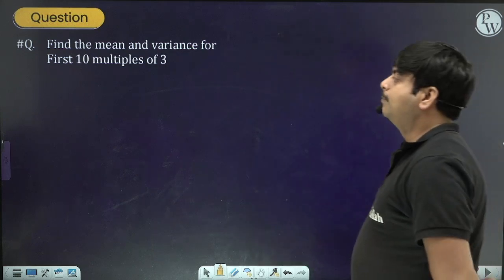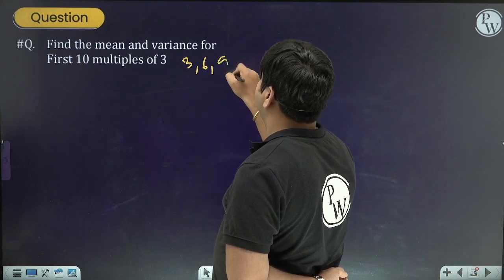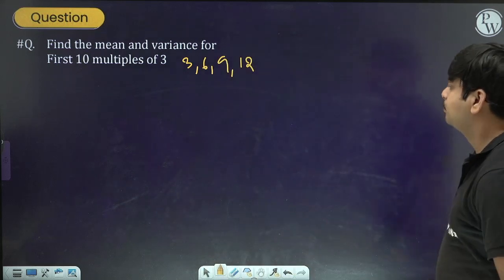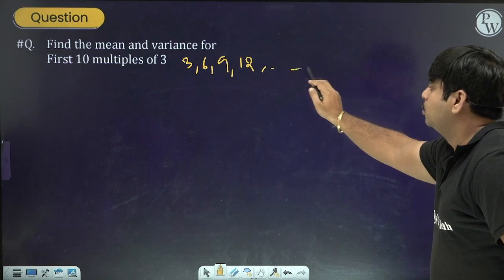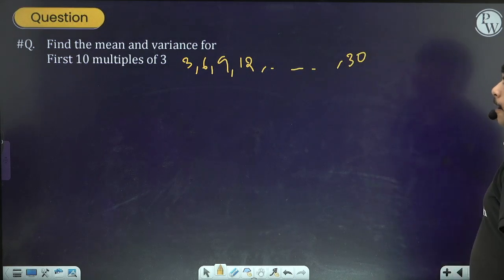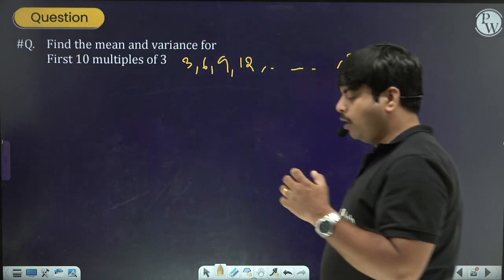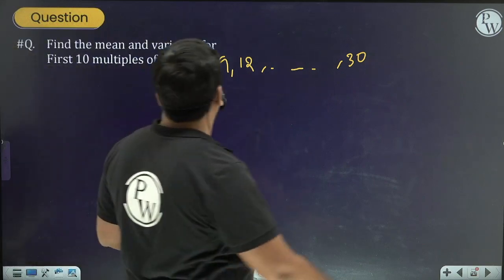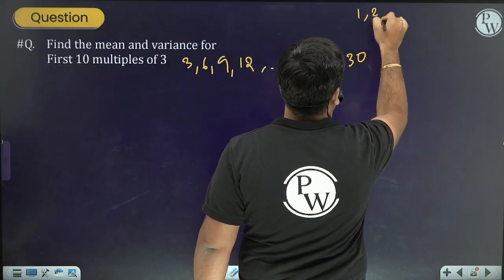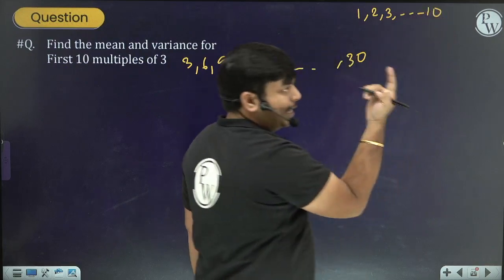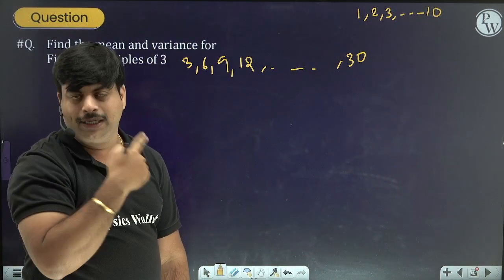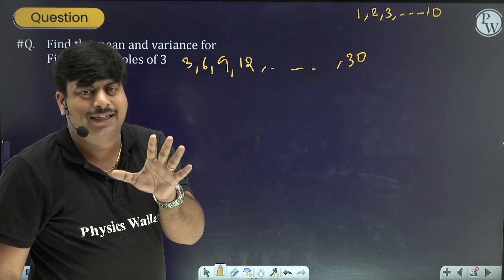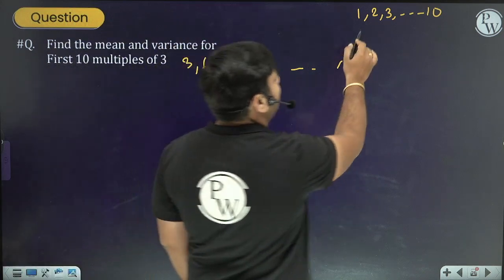So, first 10 multiples of 3. So 3, 6, 9. You can see that there is an equal width of 3. Okay. And so on till 30. People, after you solve this, I just want to ask you some questions. Try to find the mean and variance of 1, 2, 3, and so on till 10, because in the previous question you have the formula for that. In that n, substitute 10. So you will get the mean and variance for this.